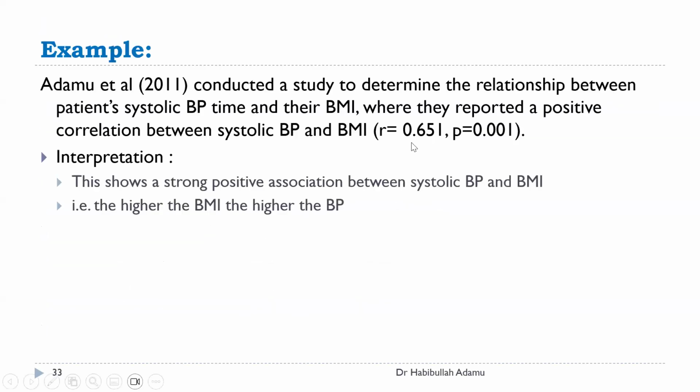If, for example, what they got here was not 0.651, let's say they got +1 as the correlation coefficient, it means there is what? Perfect association. If what they got was 0.12, that means the association is very weak, because anything between 0 and 0.2 is what? Very weak association. And if it is exactly 0, we say there is what? There is no association.